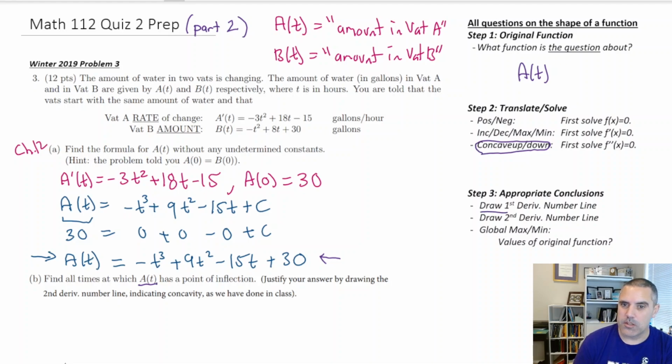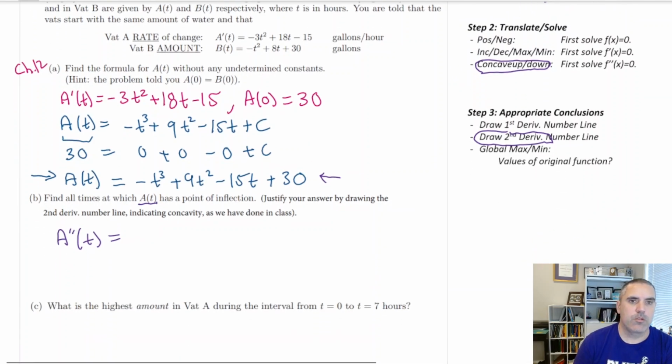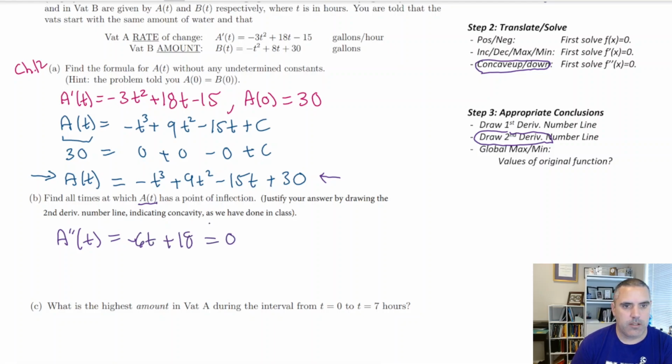And so we are going to do second derivative stuff. Second derivative of what? Second derivative of whatever the question's about. So we need the second derivative of A. So that one you can do fairly quickly. So the second derivative of A, we already had the first derivative. So second derivative is negative 6t plus 18. Set that equal to 0, and I think you're going to get t equals 3.